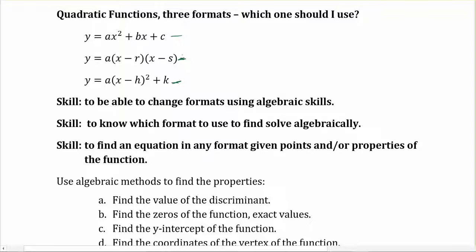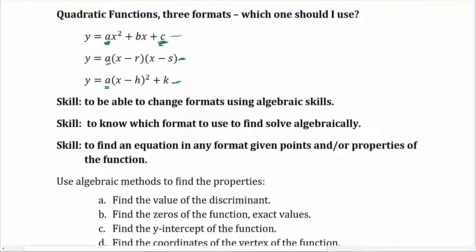Just to give you a heads up how this is going to work. Standard format, this one's good for finding the y-intercept because the y-intercept is just always going to be c, right? So if you want the y-intercept, that's a good one to have it in. The a value is going to be the same for every one of these. So if this a value is negative, it just means that our parabola is going to be flipped upside down. If it's positive, it's going to be right side up, like a happy face, right? Positive, happy, negative, sad face.